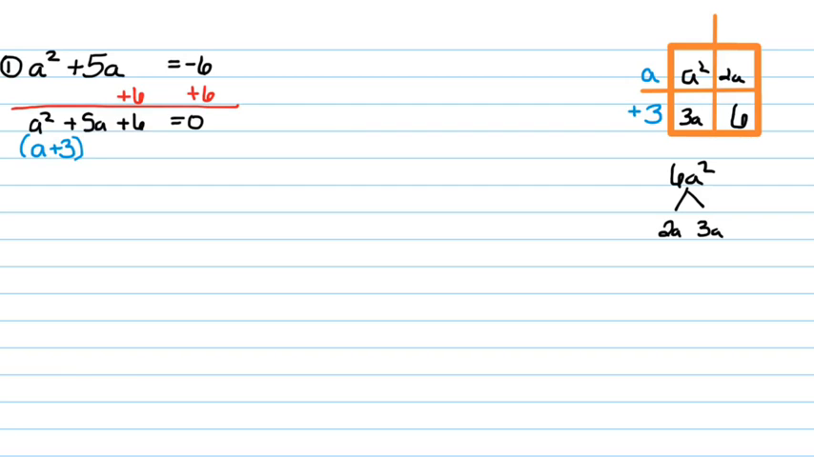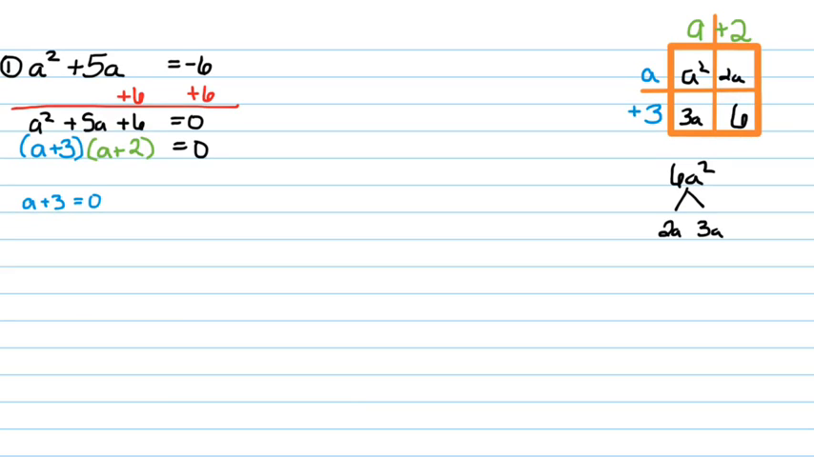Now let's do the other factor. Out of my first column, I can get an a. Out of my second column, I can get a 2, and it was addition. So my second factor is a plus 2. And that's equal to 0. And so for that to be true, one of the two factors needs to equal 0. So I'm going to set each of the two factors equal to 0 and solve.